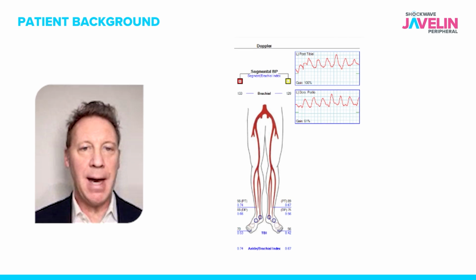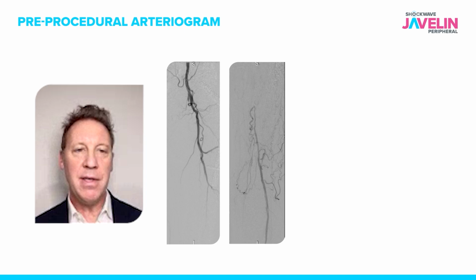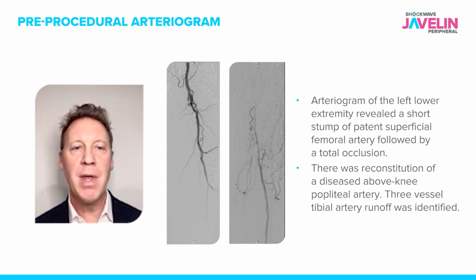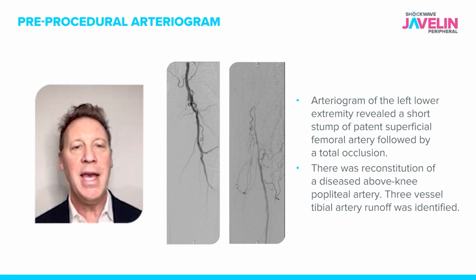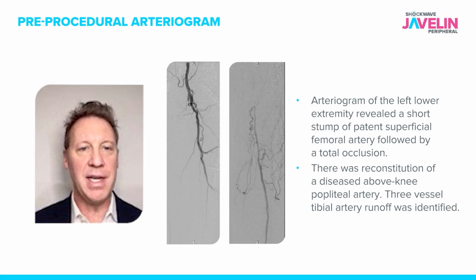So she was taken to the operating room for an arteriogram. Again, this was done through a contralateral femoral access up and over approach. The arteriogram demonstrated that she had a short stump of patent superficial femoral artery followed by a total occlusion and reconstitution of the popliteal artery, which was diseased above the knee, and 3-vessel tibial artery runoff was identified.